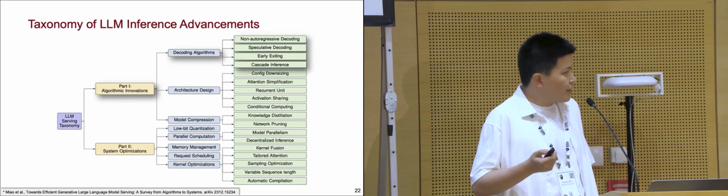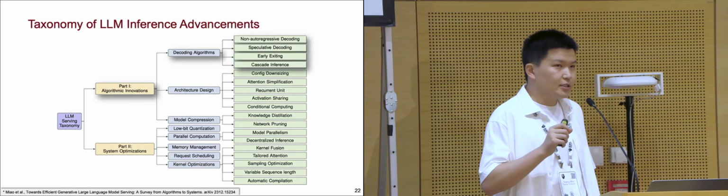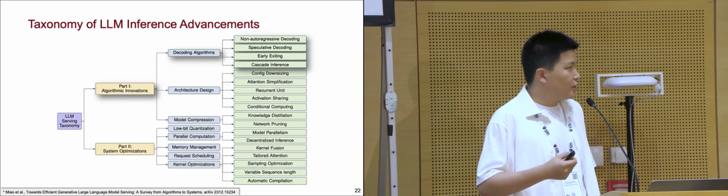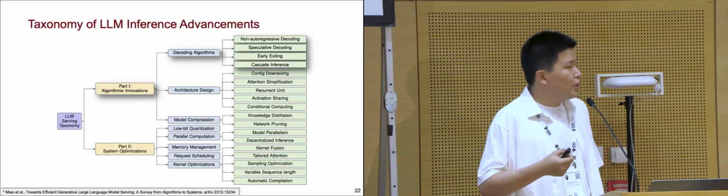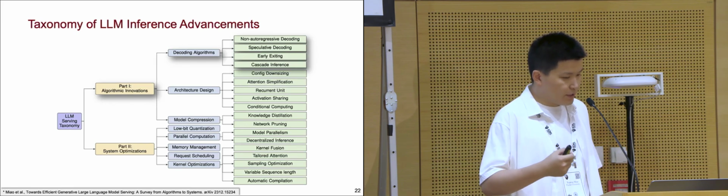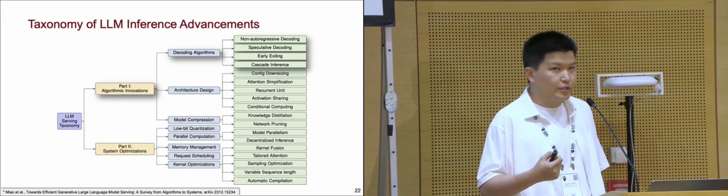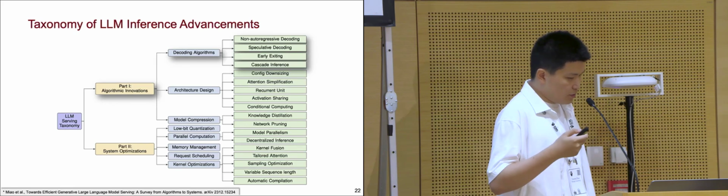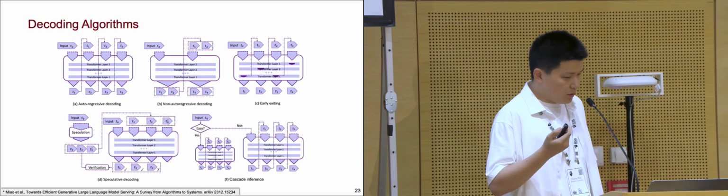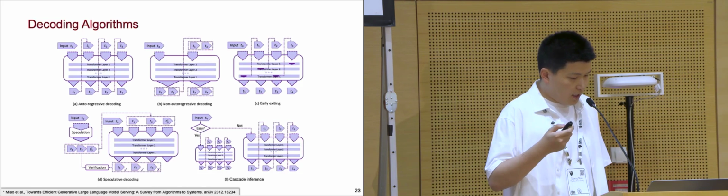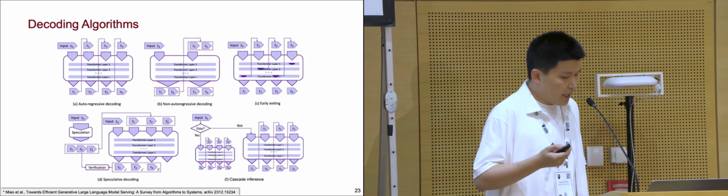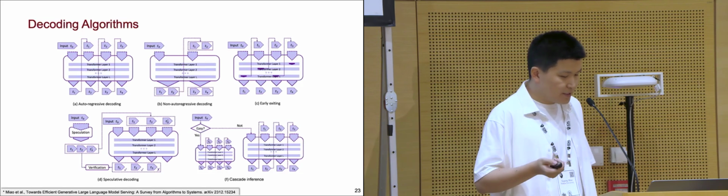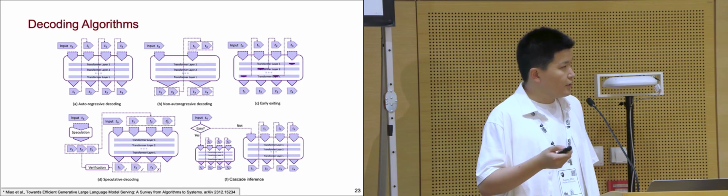But please keep in mind that these two aspects are not independent. For example, when you are optimizing the algorithm, when you are designing a new model architecture, it's better to also consider the underlying system execution for better end-to-end efficiency. Okay. During this process, I will also highlight four of our recent works, and I'm hoping that these examples can help you have a better understanding of the research directions in this field.